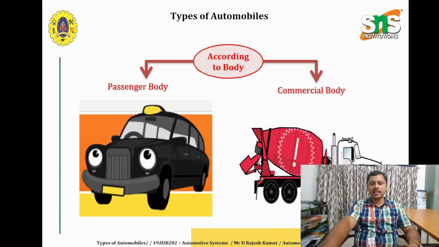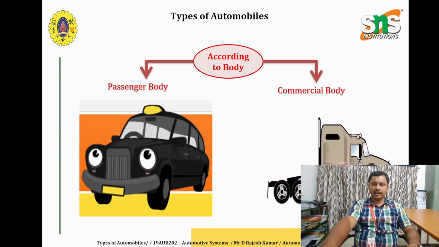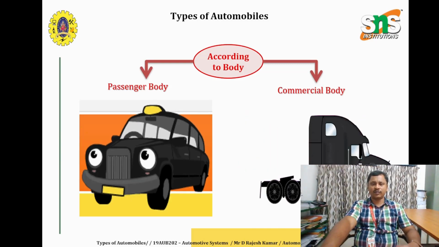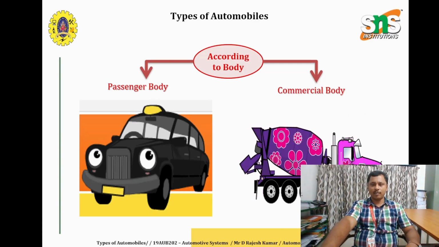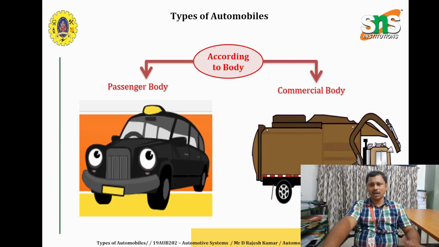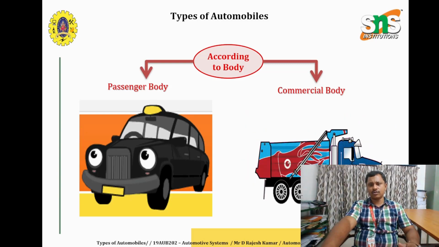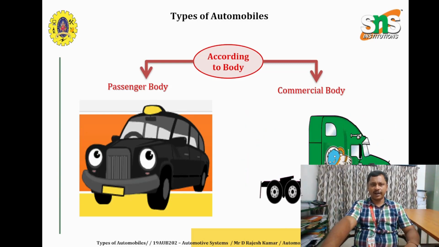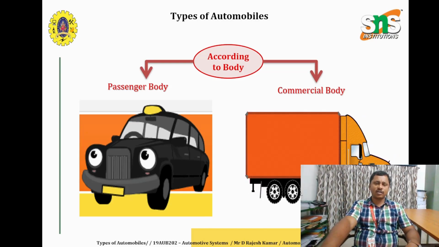Over the animation on the slide, you can see here concrete trucks, goods carrier trucks and tipper trucks, which are used to lift the load and unload the raw materials. So many things, post van. So these are all commercial body. Commercial body means that it is used to transport goods, right? Passenger body means it is used to transport passengers.